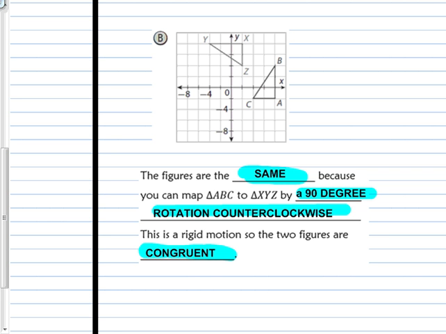And if you wanted to double check that, you definitely could. All you will need to do is find the points of ABC and then a 90-degree rotation is (-y, x), and so just switch the coordinates around and change the sign of the first one and see if you ended up getting the coordinates of X, Y, and Z. And I guarantee you that you would.